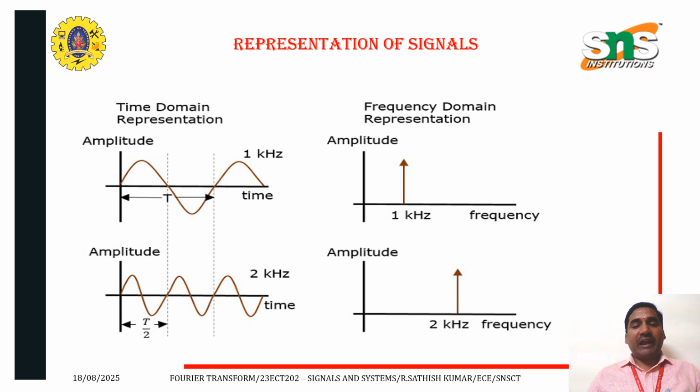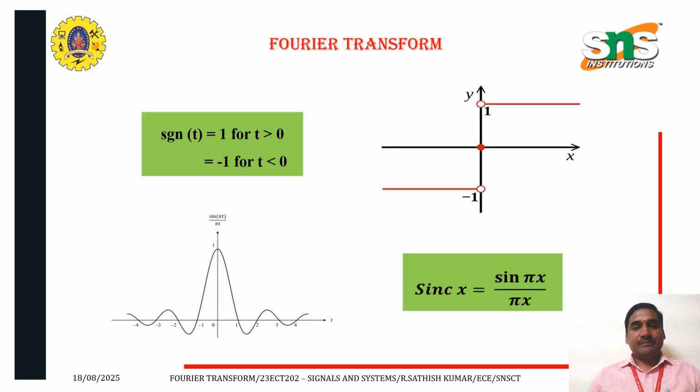It can convert from time domain into frequency domain with respect to time and amplitude. Time domain can be represented by t, which can be represented in terms of frequency domain, termed as 1 kilohertz. Similarly, the signal can be divided by 2, it can be represented by t by 2. Similarly, for the amplitude, the frequency domain representation is 2 kilohertz with respect to amplitude and frequency.